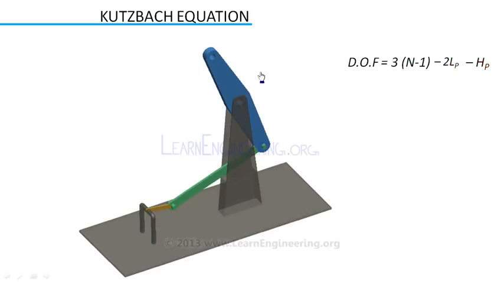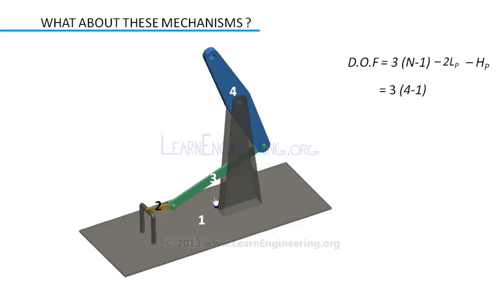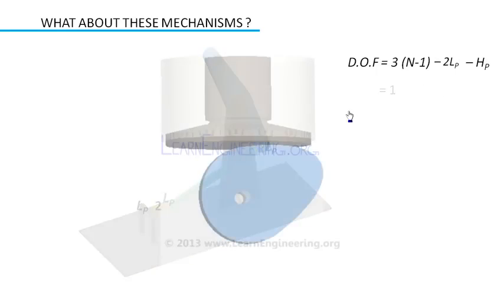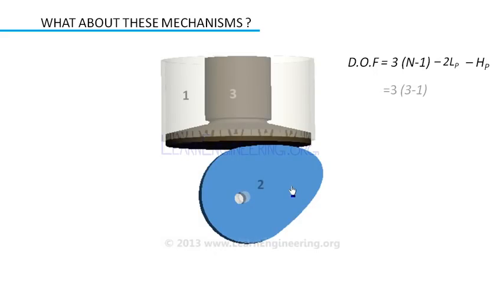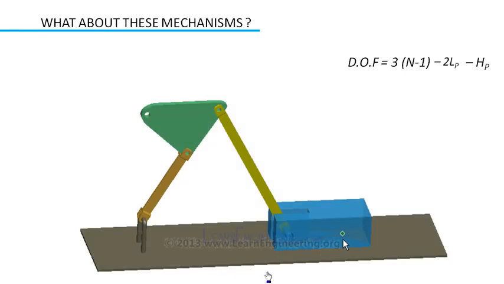Back to the same old planar mechanisms. This mechanism is having 4 links, and 3 lower pairs. So mobility is 1. Cam and follower is having 3 links, 2 lower pairs, and 1 higher pair. So mobility is again 1. This mechanism is having 5 links, and 5 lower pairs. So mobility is 2.